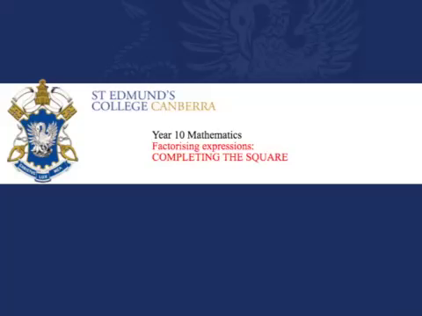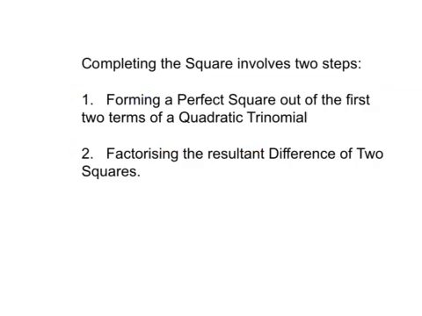Hello there, today we're talking about completing the square. It's a method we use to factorise some expressions and in fact solve some quadratic trinomials, as we'll see later in the course. So completing the square involves two steps.